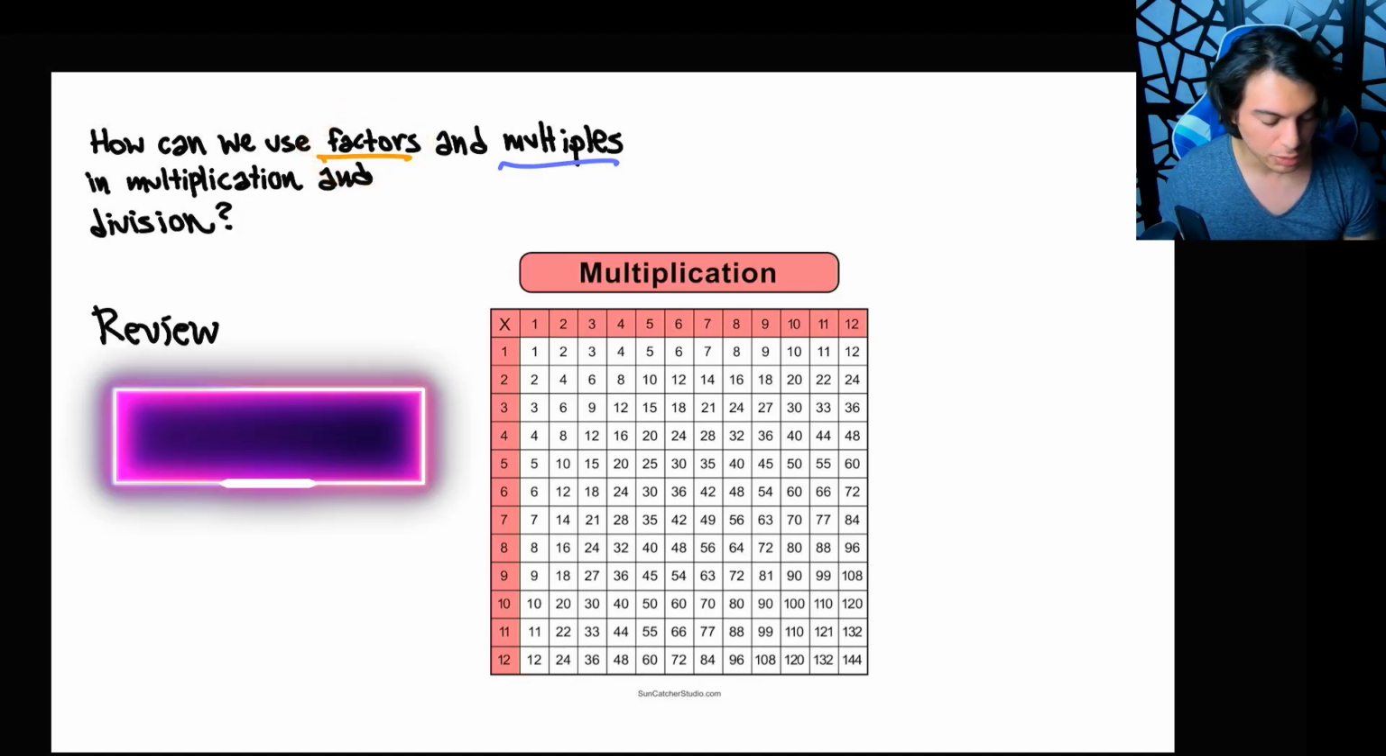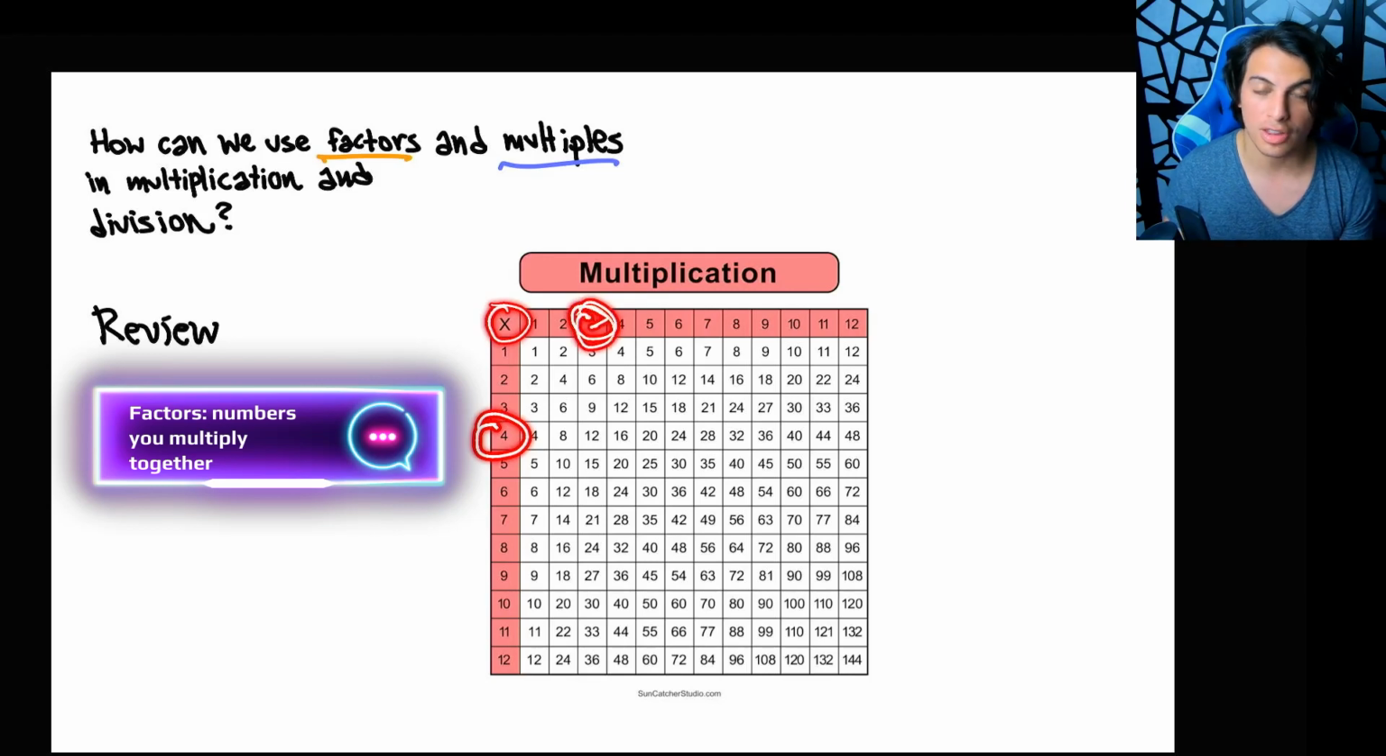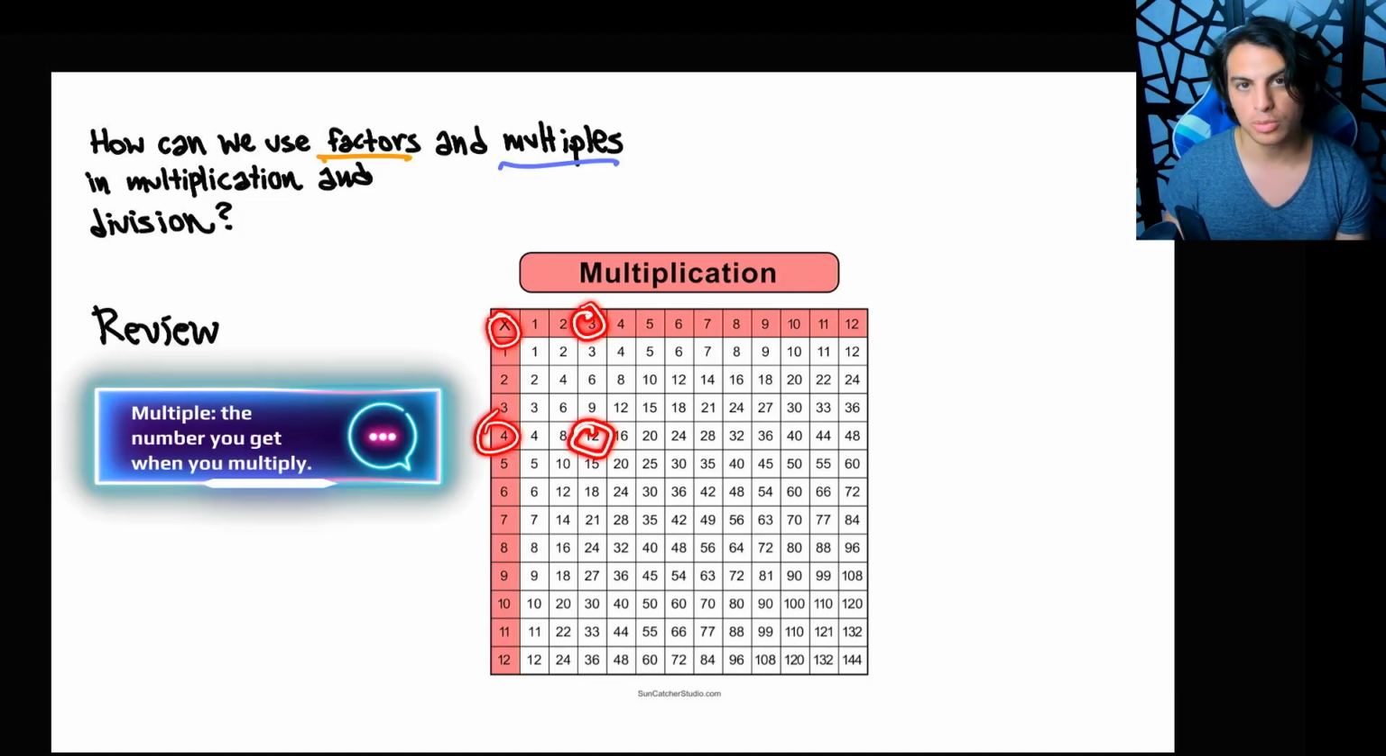So factors. Remember, factors are the numbers you multiply together to get a multiple. So 4 times 3. 4 and 3 are the factors. The multiple, the answer I get, is 12. They're the numbers I'm multiplying together. 4 times 3, and the multiple is 12. A multiple is the number we get when we multiply factors together.